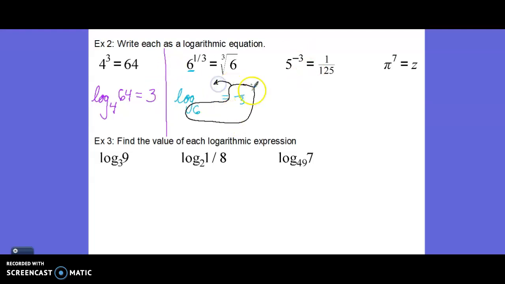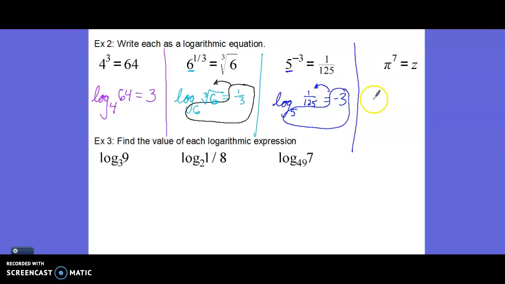The equal number is what we put right there, the cube root of 6. Same thing with the next one. We have log base 5. Notice that the 5 is the base in that exponential form. The -3 goes over here if you made a boot, and then is equal to 1 over 125. So if you made the boot, you can see it, and then go backwards.